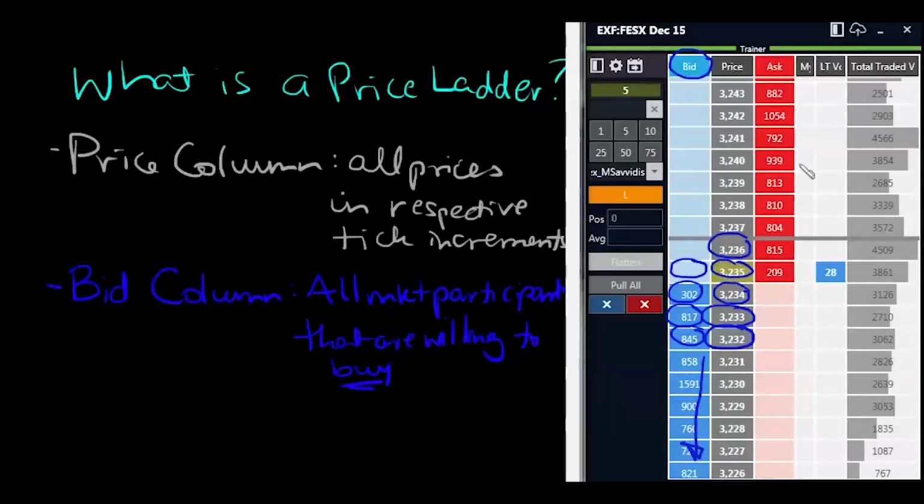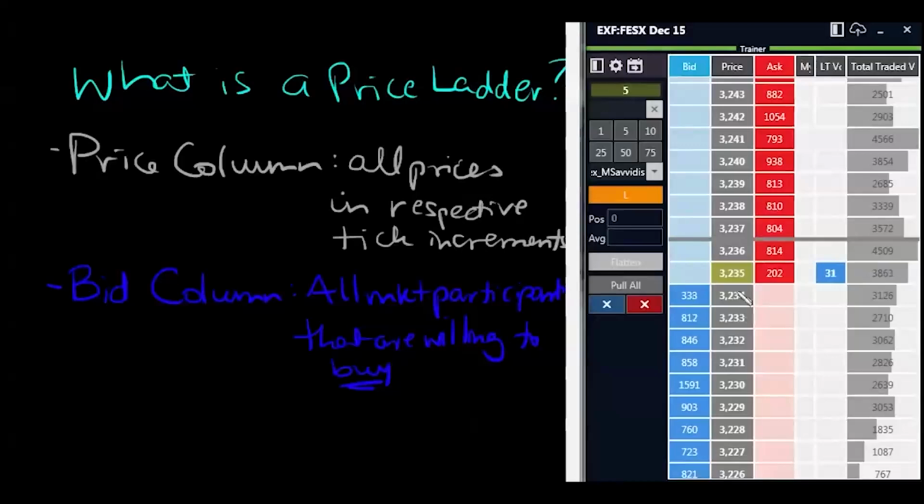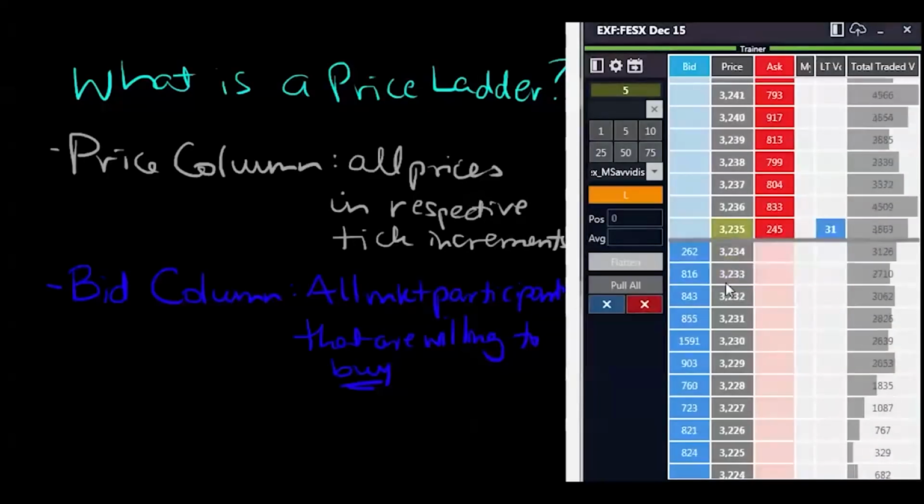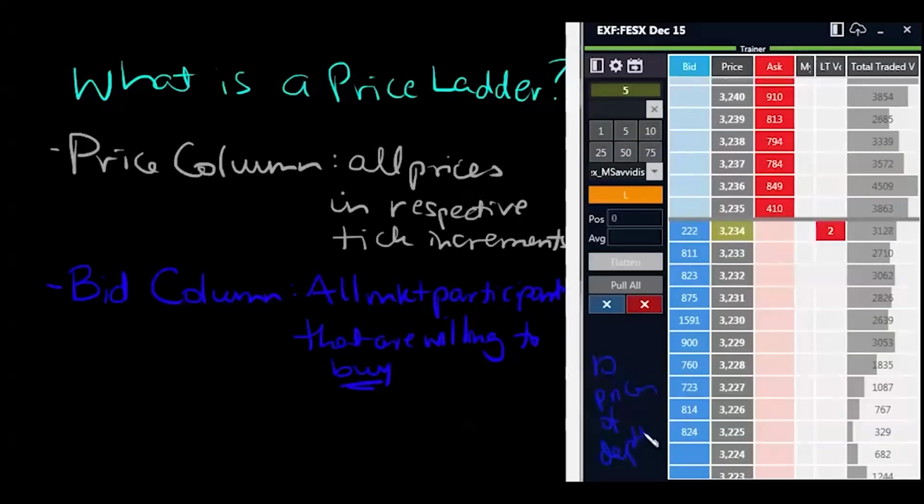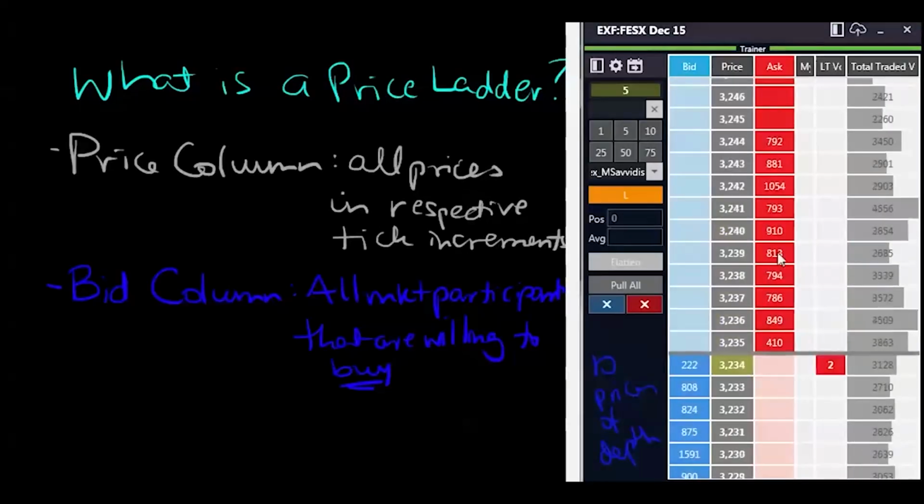Now because I have my ladder a little bit scrunched up, what you would normally see on the Eurostoxx, if we scroll, is a market depth of 10 prices. So we have from 32.35 down to 32.25. That's 10 prices of depth. And likewise, if we scrolled up, you'll see there's 10 prices of depth again to the upside.